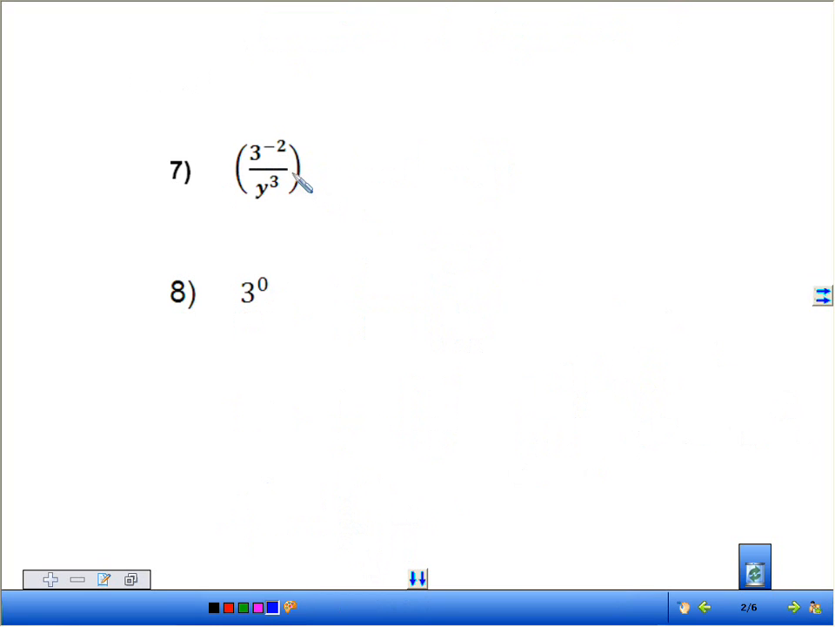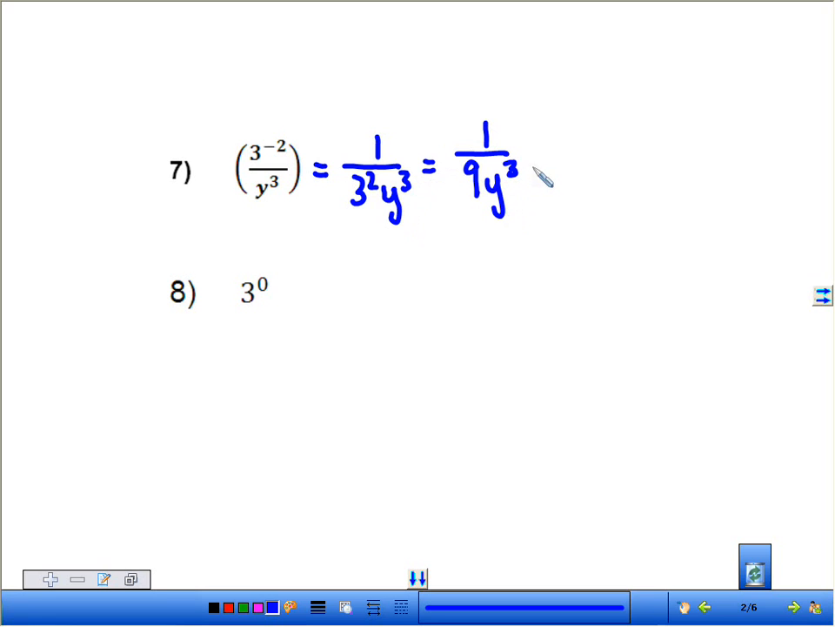Let's look at the other examples. Here I have a negative exponent at the top and a positive exponent in the denominator. My negative exponent comes down. It flips. So I have 1 over 3 squared y cubed, which when I simplify that, 1 over 9y cubed. And last but not least, 3 to the power of 0. Anything to the power of 0 is always 1, no matter what. X to the power of 0 is 1.